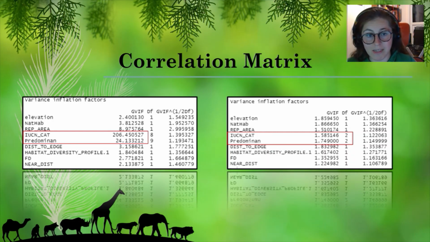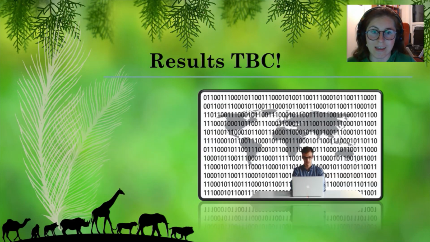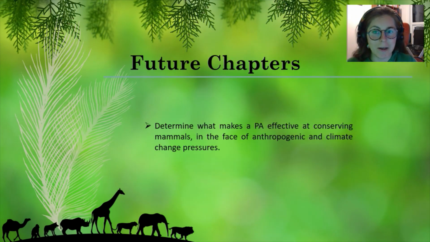And this means that I am now ready to begin exploring the best way to analyse my final dataset, and that is where I am right now. So the results are to be confirmed. Watch this space. In my future chapters, I will be using them to explore deeper the role of protected areas on our planet's biodiversity, especially in the face of anthropogenic and climate change pressures.